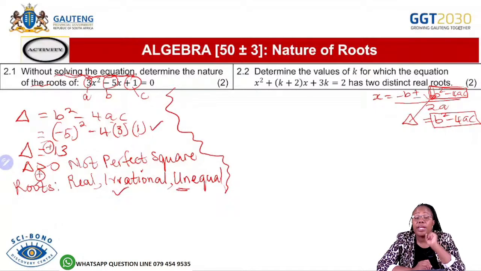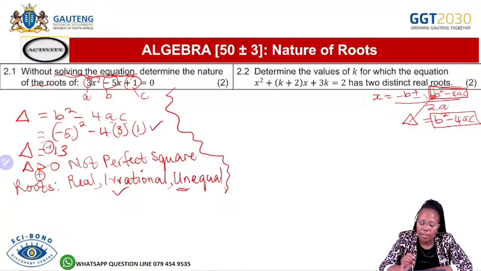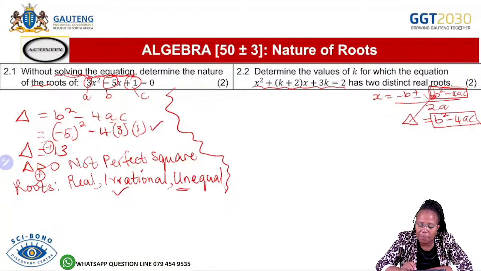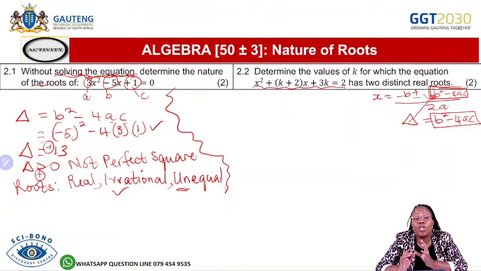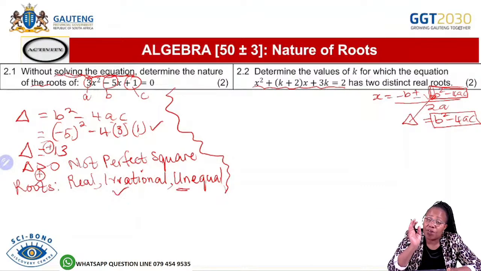Right. And now with 2.2, they say determine the values of k for which the equation, here we have our equation now. Can you see it's a quadratic? How do we know? Because the exponent is 2. It's x squared plus (k plus 2)x plus 3k equals 2. We cannot work with the equation when there are numbers on the left and right hand side. We need to transpose everything to one side, so we are going to take the 2 to the left hand side and rearrange in the order ax squared plus bx plus c.